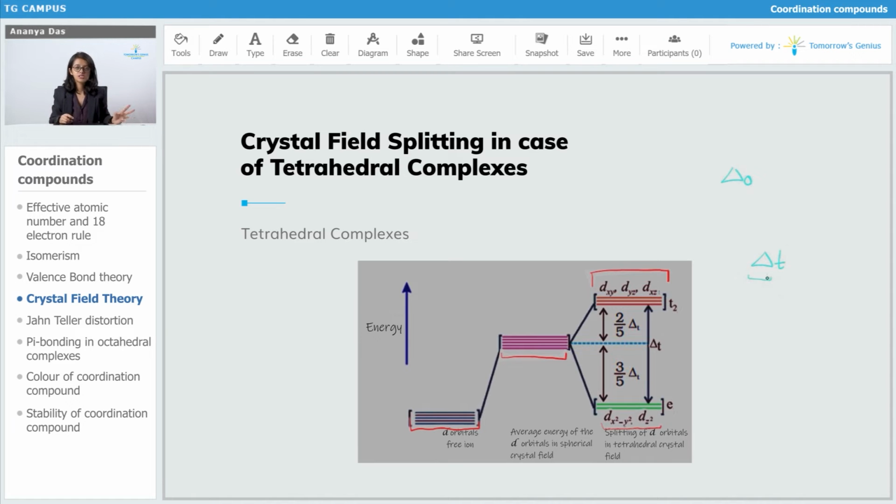For tetrahedral complexes, you will no longer use the subscript g. It will just be T2 and E. For octahedral complexes, it was T2g and Eg. For tetrahedral, it's just T2 and E.